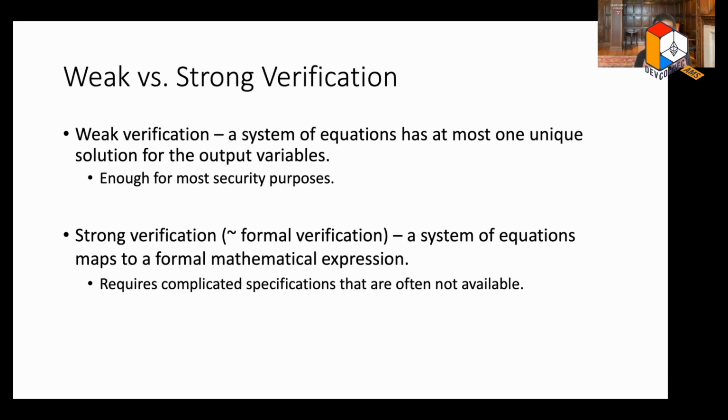Before I further go into how Ecne exactly works, I'm going to define two terms that I use regularly: weak and strong verification. The system of equations is weakly verified if there is at most one unique solution for the output variables given the input variables. And this is enough for most security purposes because we have an algorithm that gives us the output variables in terms of the input variables already. So as long as it's unique, then it's all good.